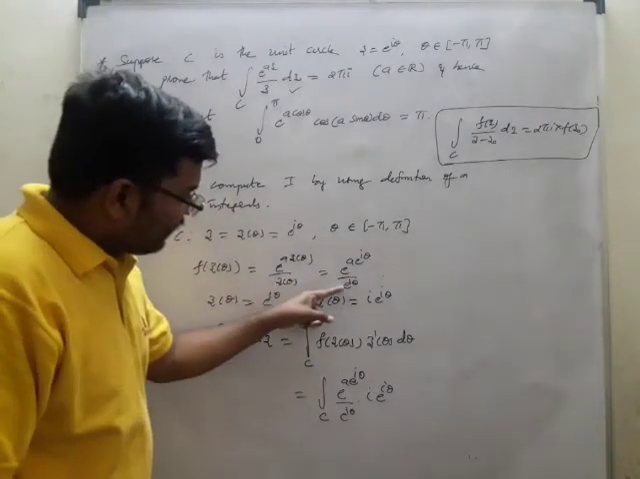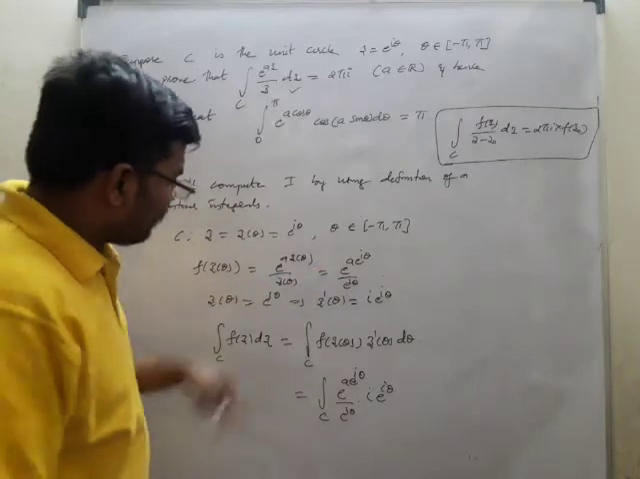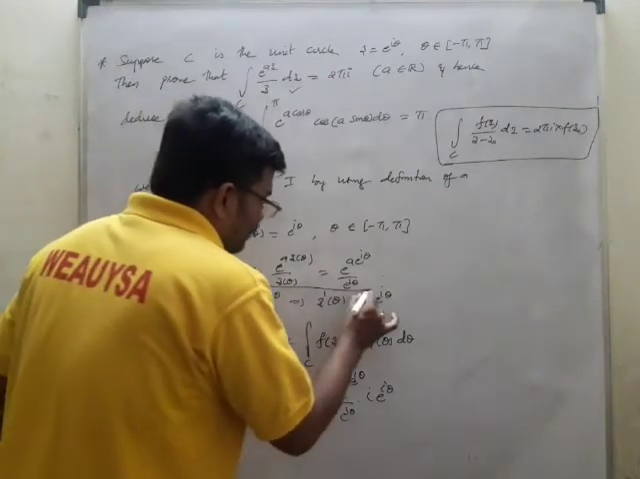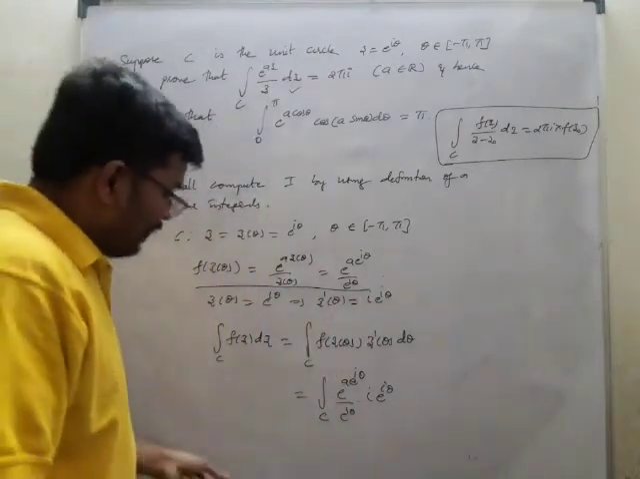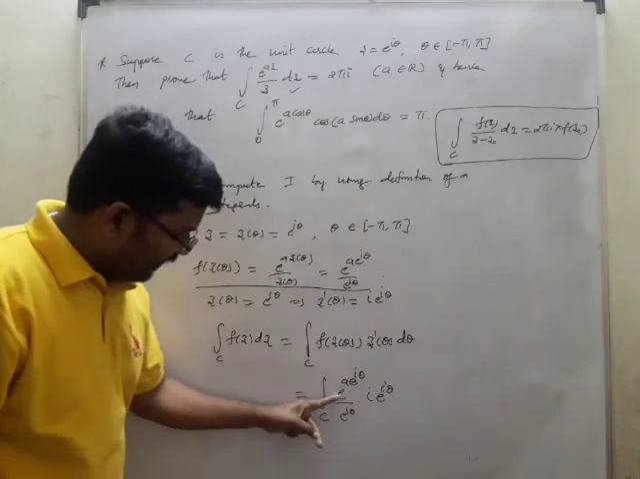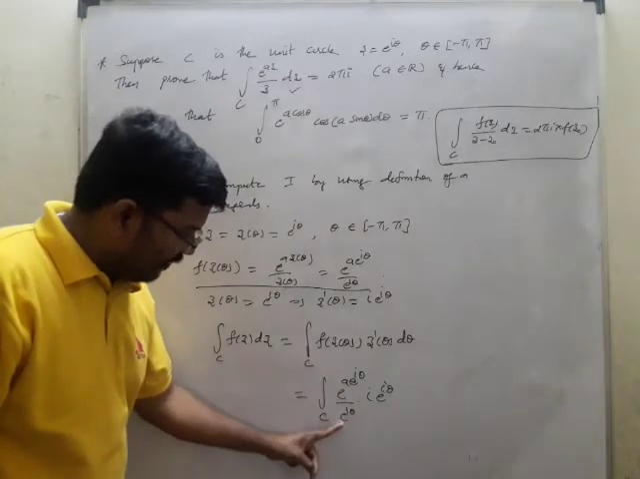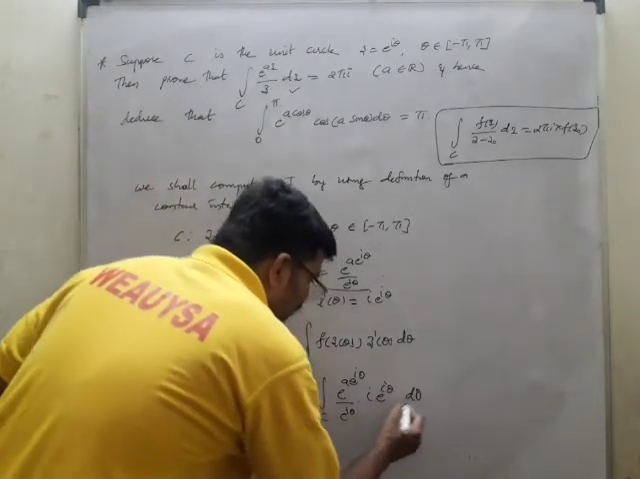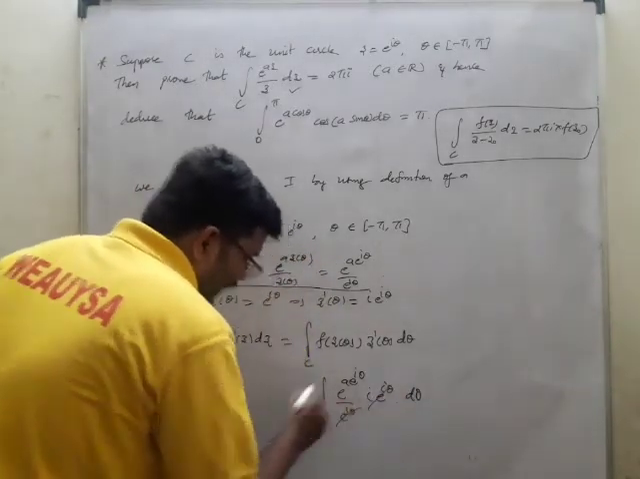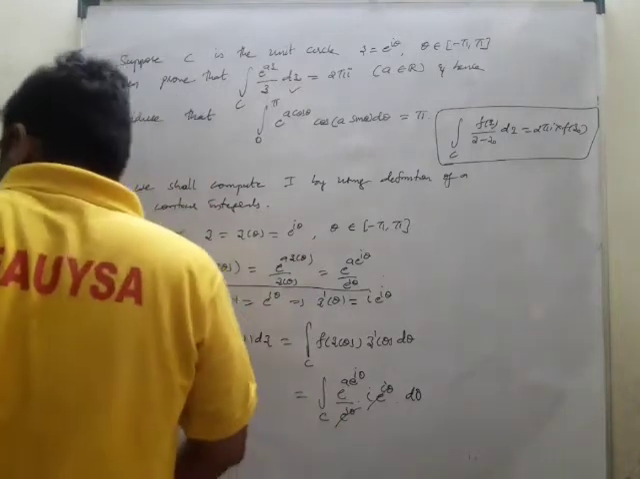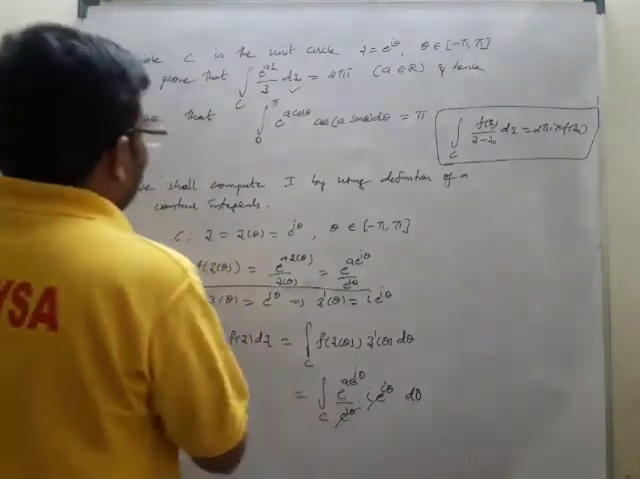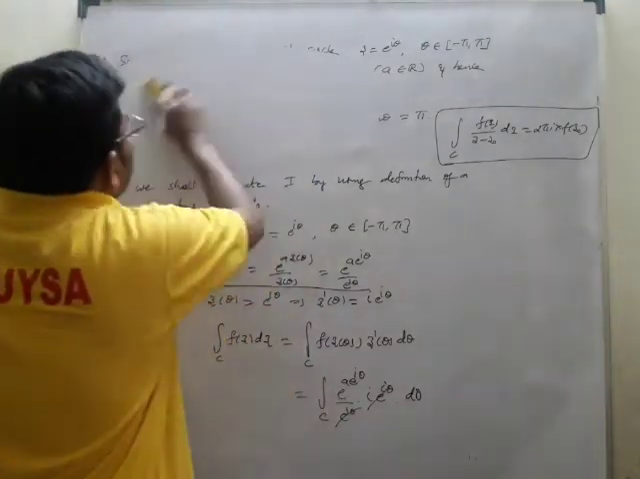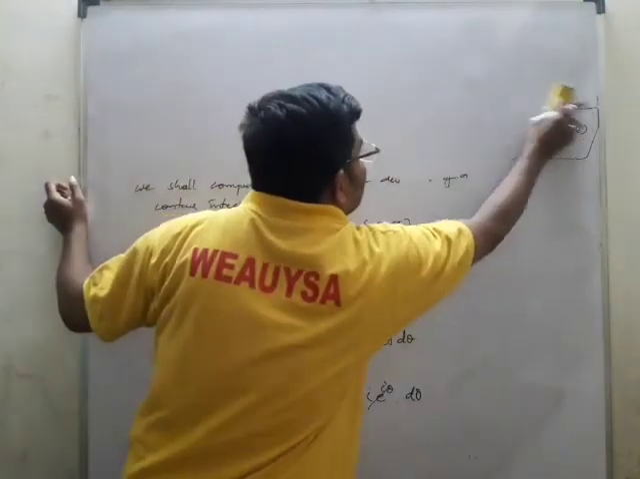So the z(theta) value is e^(i theta). This is nothing but z, and everything together is f(z(theta)). So f(z(theta)) is e^(a e^(i theta)) divided by e^(i theta), times i e^(i theta) d theta. So this e^(i theta) cancels, and you get i times e^(a e^(i theta)). I'll write that in the following form.